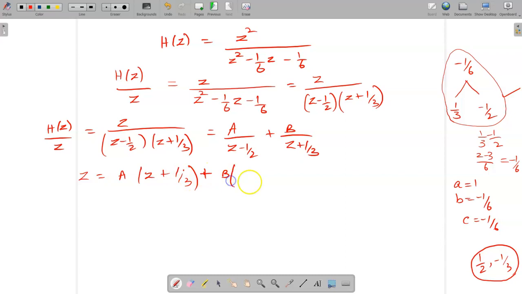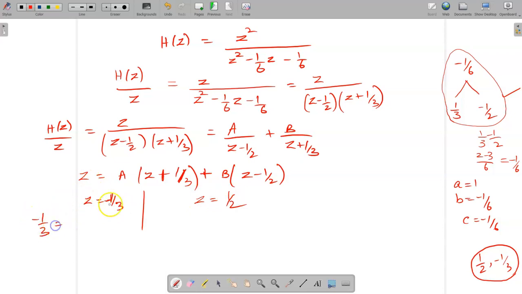plus b into, compare the denominator with this. Already z plus 1 by 3 is there, which is not there, z minus 1 by 2. Multiply with b. Okay, so what are all the values I have to substitute? I have to substitute z equal to minus 1 by 3. Here it is plus 1 by 3, so I have to substitute z equal to minus 1 by 3. Okay, and then here z minus 1 by 2, so opposite sign. So I have to substitute z equal to 1 by 2.